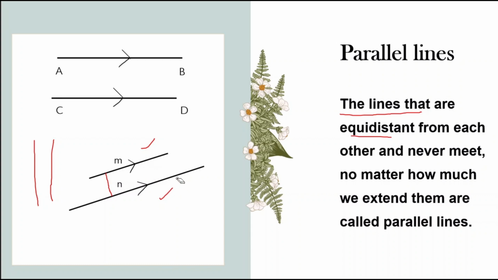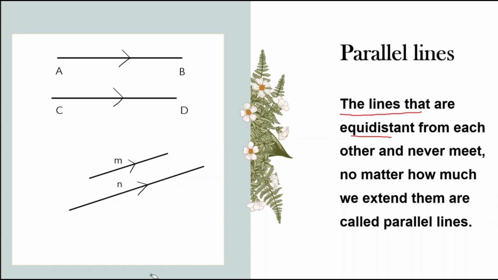And also it's not mandatory that parallel lines have to be equal in size. As you can see, line M is smaller in size as compared to line N. But again, then also they could be parallel. It's not a mandatory thing that the lines have to be equal in measurement to be parallel. Clear?